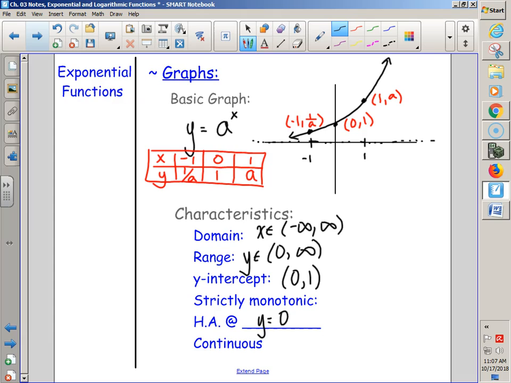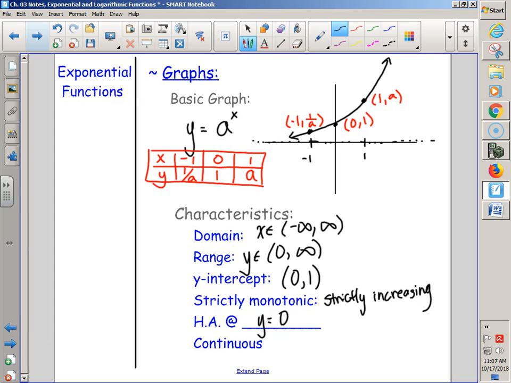What is this guy doing from left to right forever? Rising. Yeah, so we say it's only increasing or strictly increasing. And if it were to get flipped, what would it be doing? A vertical flip? Yeah, it'd be strictly decreasing. Exponential functions only go one direction.